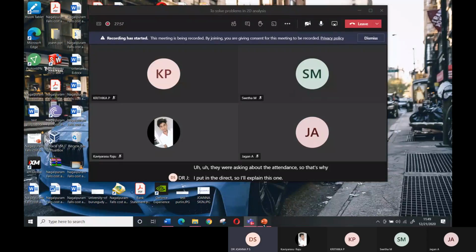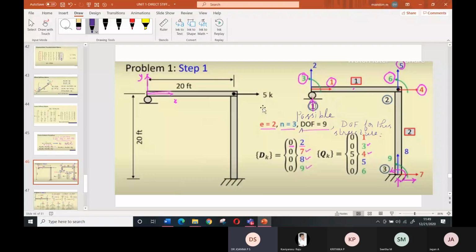So possible degree of freedom is each joint will have 3 degrees of freedom. 1, 2, 3, 4, 5, 6, 7, 8, 9. So that's why it is given as 9. Otherwise, don't confuse with this possible degree of freedom. Whatever degree of freedom is available for this structure, if you take this one, this is a hinge support, this is a roller support.